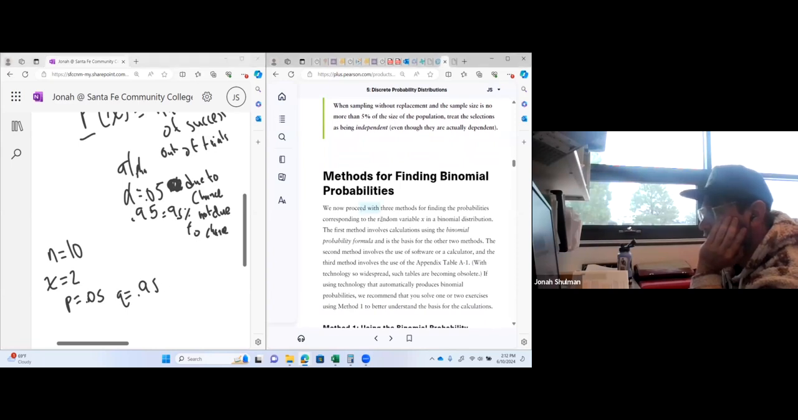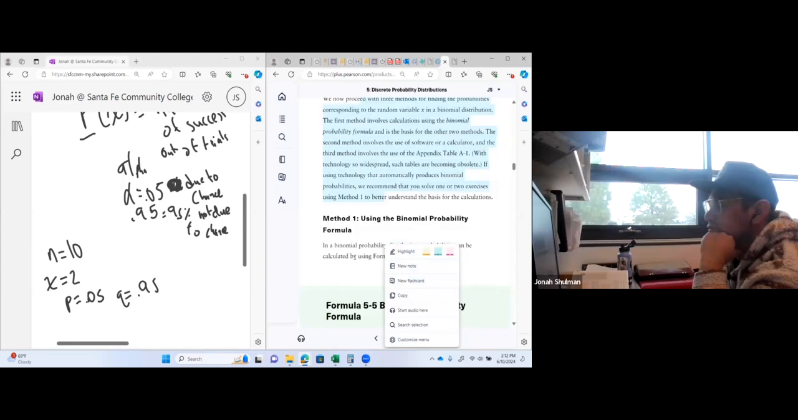So let's find probabilities for getting x. The first method involves calculation using this binomial probability formula and is the basis for the other 2 methods. The second involves using the calculator. So obviously we're going to do one by hand, and then we'll do some using the calculator. So let's do the first method.